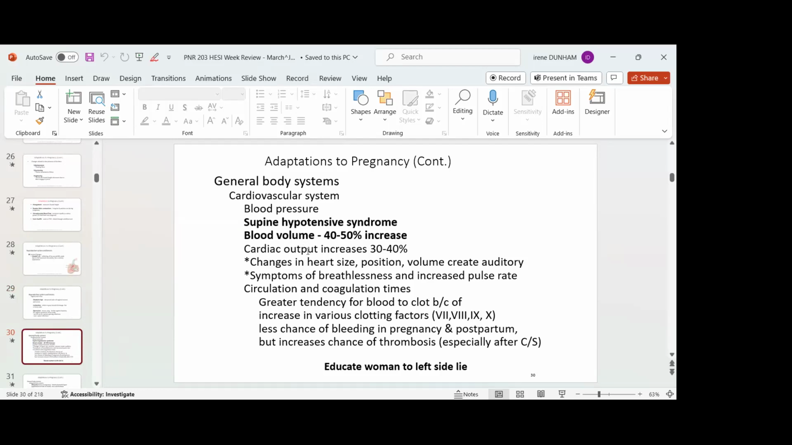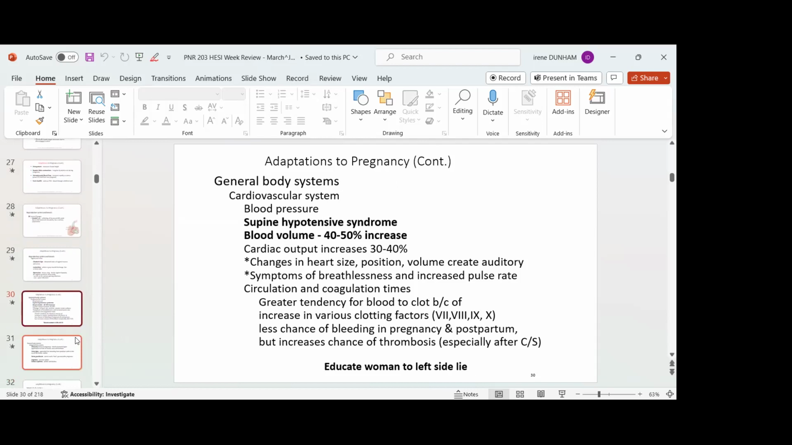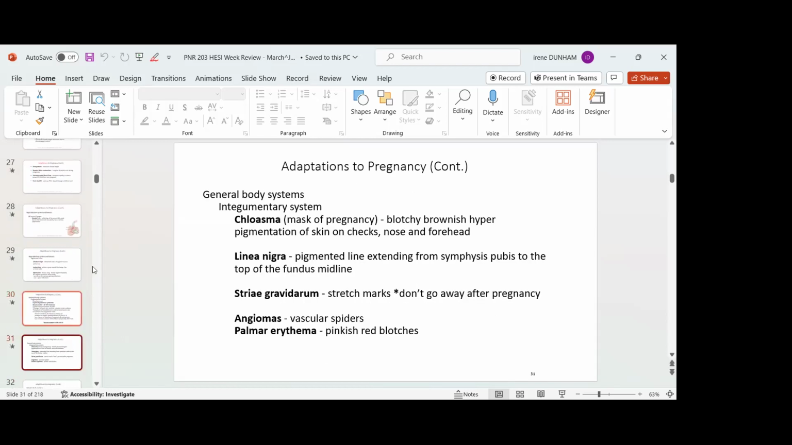Now, what I want you to remember is what? We're going to keep her on her left side, because we want to avoid supine hypotensive syndrome. You never put a woman on her back, okay? Her blood pressure will definitely decrease, and she'll feel dizzy, lightheaded, and she will not feel good at all. So you get her on her left side. Remember, we talked about that always in labor, put them on the left side.